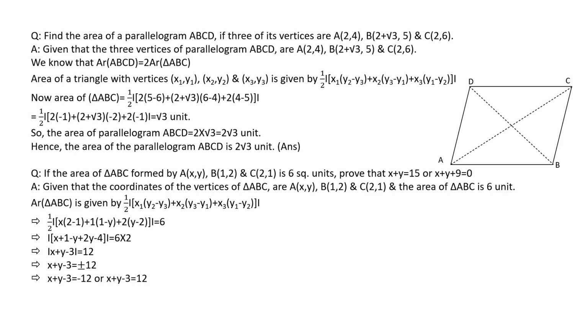So it has two outcomes. Either x plus y minus 3 equals minus 12 or x plus y minus 3 equals 12. That means we can write it as x plus y minus 3 plus 12 equals 0, or x plus y equals 12 plus 3. This implies x plus y plus 9 equals 0, or x plus y equals 15. Hence proved.